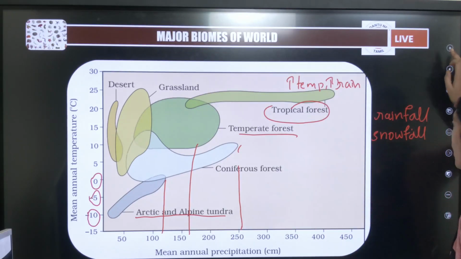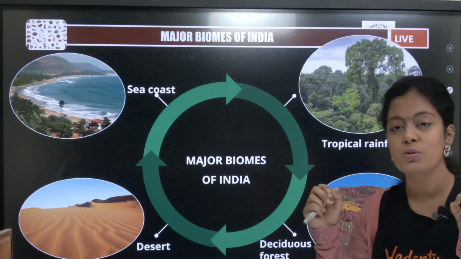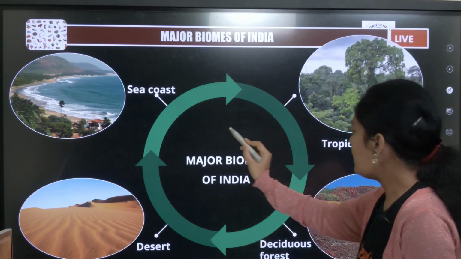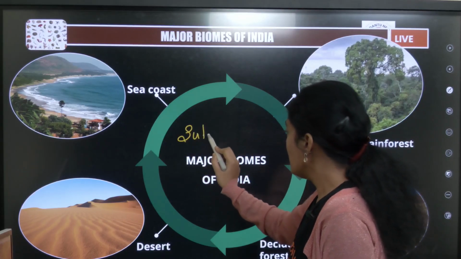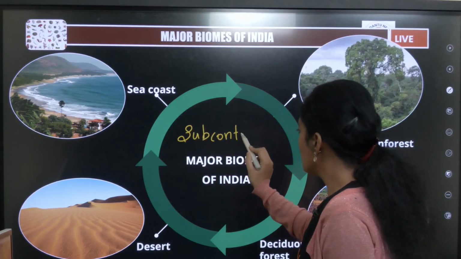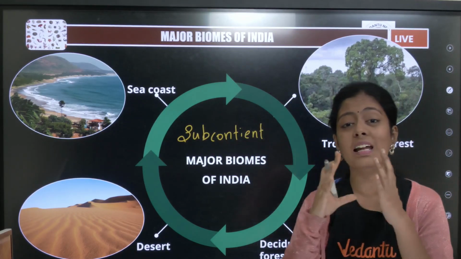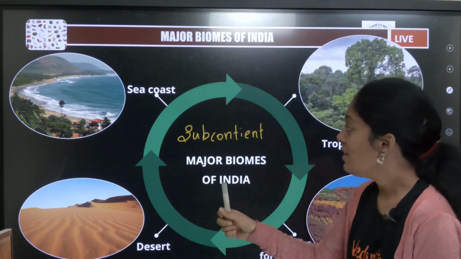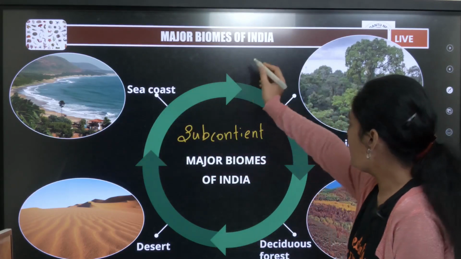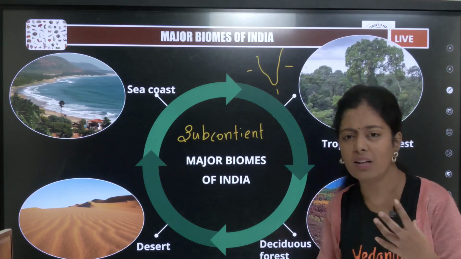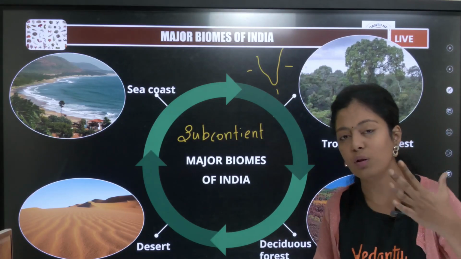Okay, so let's talk about the major biomes of India. As all of you must have studied, correct? So India is called what, pasangla? We call it a subcontinent. So in the subcontinent, what different biomes do we have? We have coast, right? India is a peninsula, correct? So it is surrounded by coastal regions on all three sides. So it has a beautiful coastline.